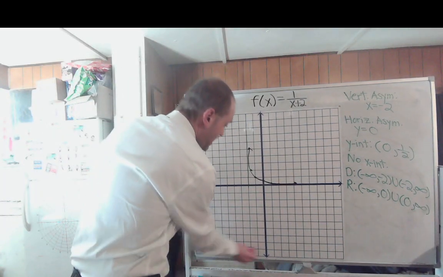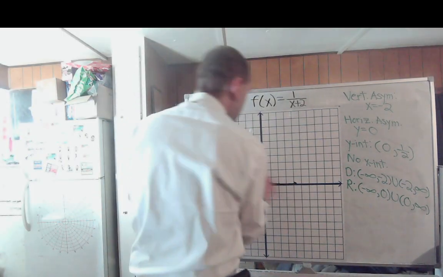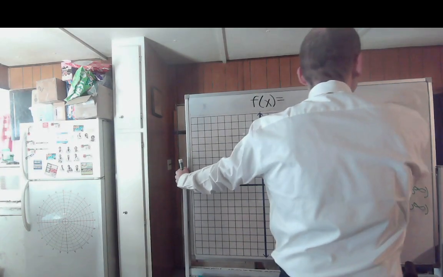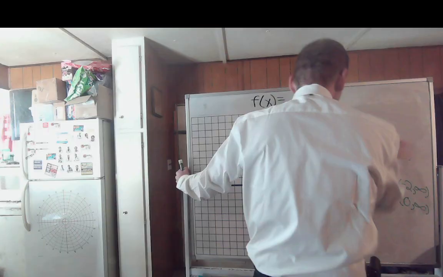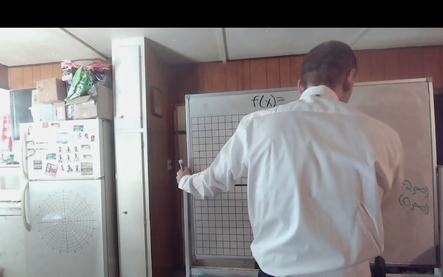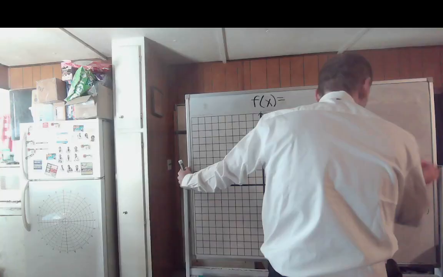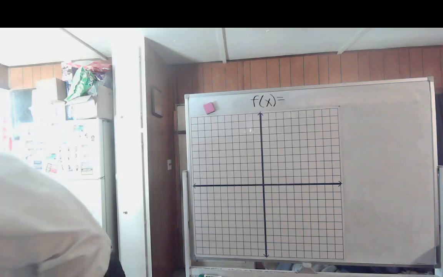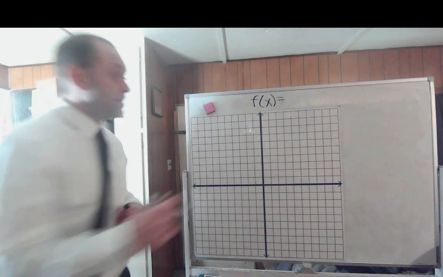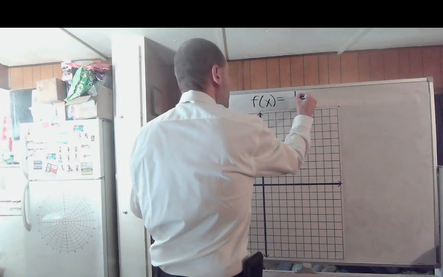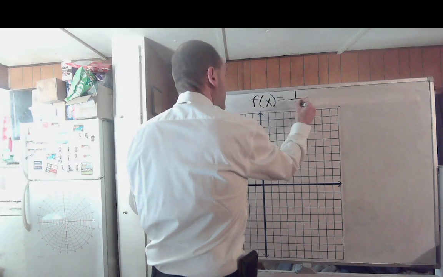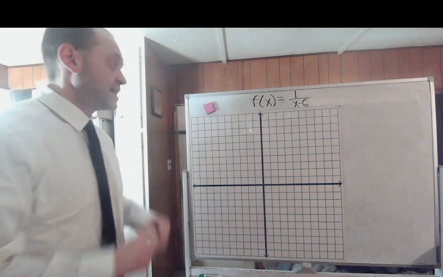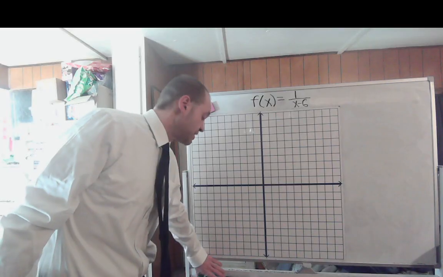Let's do another rational function in which the degree of the numerator is less than the denominator. Alright, now f of x equals 1 over x minus 6. So we have f of x equals 1 over x minus 6.